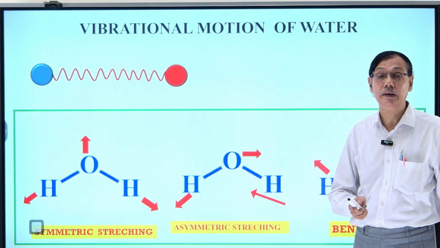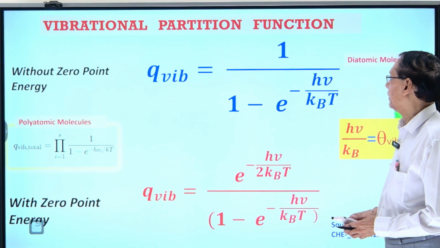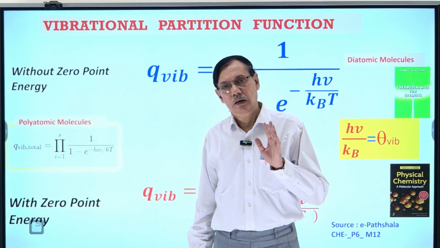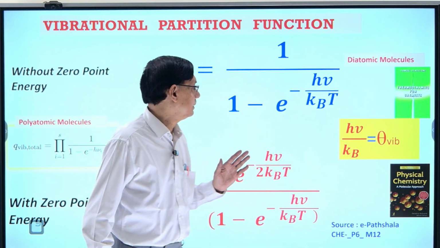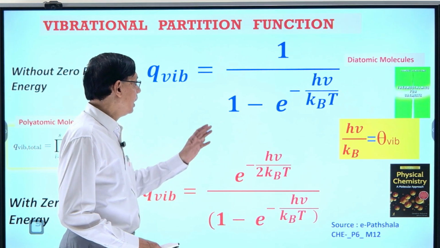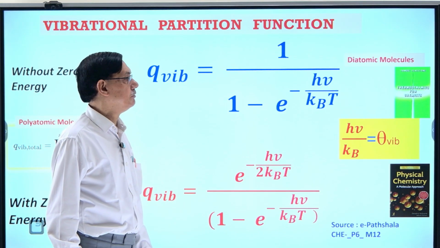Now I will come to what the vibrational partition function actually is. As this is my style, whenever I start things, I first give the final formula of the vibrational partition function.